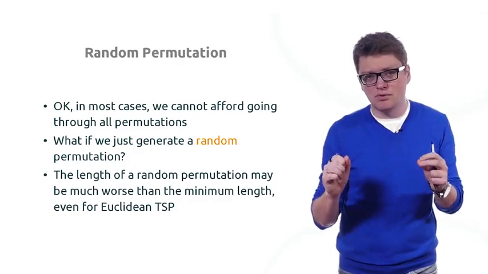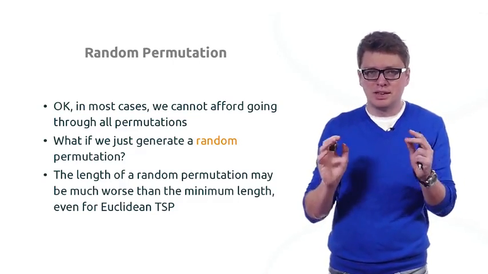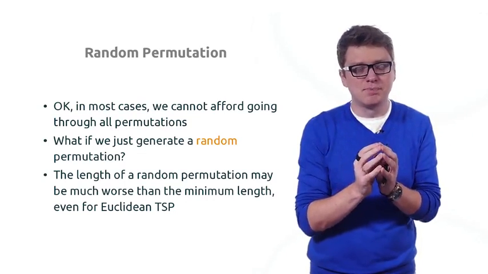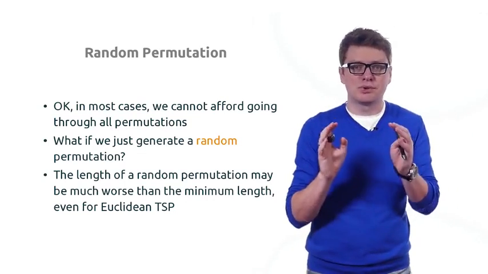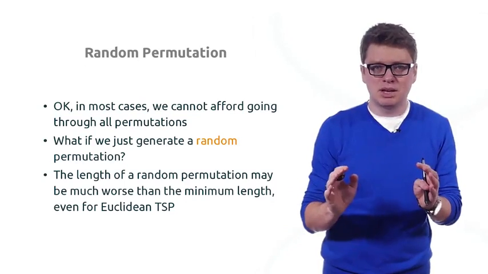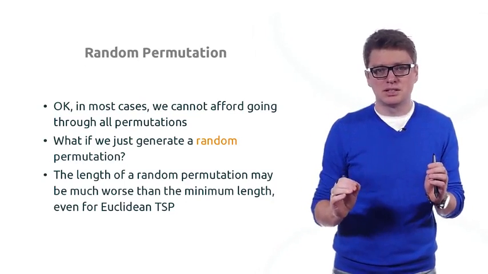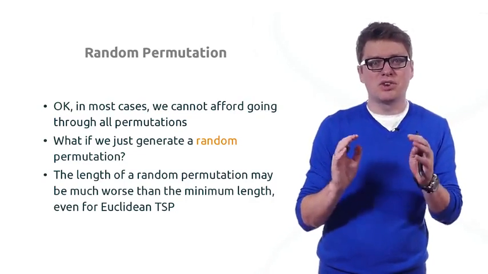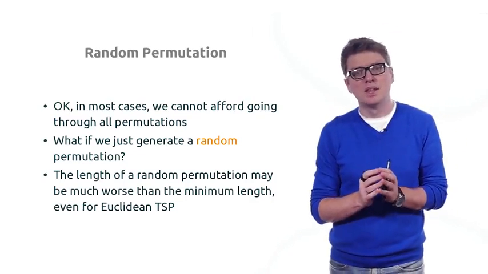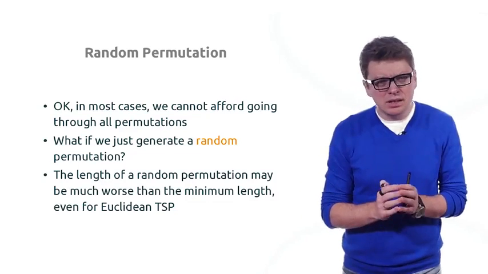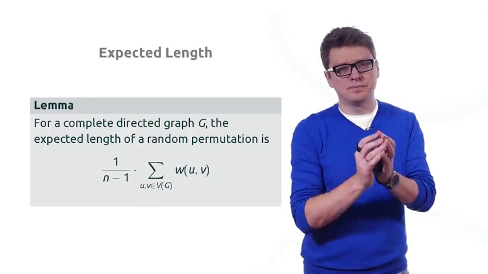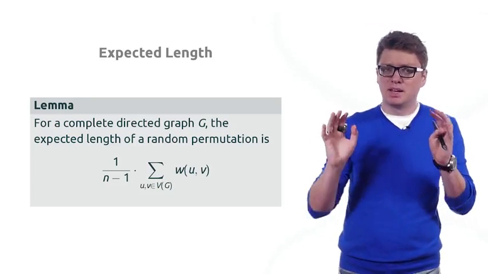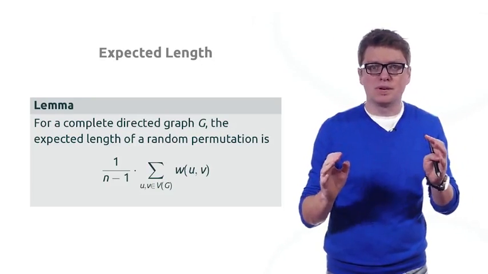Unfortunately, it turns out that the length of a random permutation may be much worse than the length of the best permutation, even if we consider a special case of Euclidean TSP. As I mentioned already, in case of Euclidean TSP, sometimes solving such instances is easier, in particular because they satisfy this triangle inequality. It is not actually too difficult to understand why it can be that bad, but it can also be shown formally.